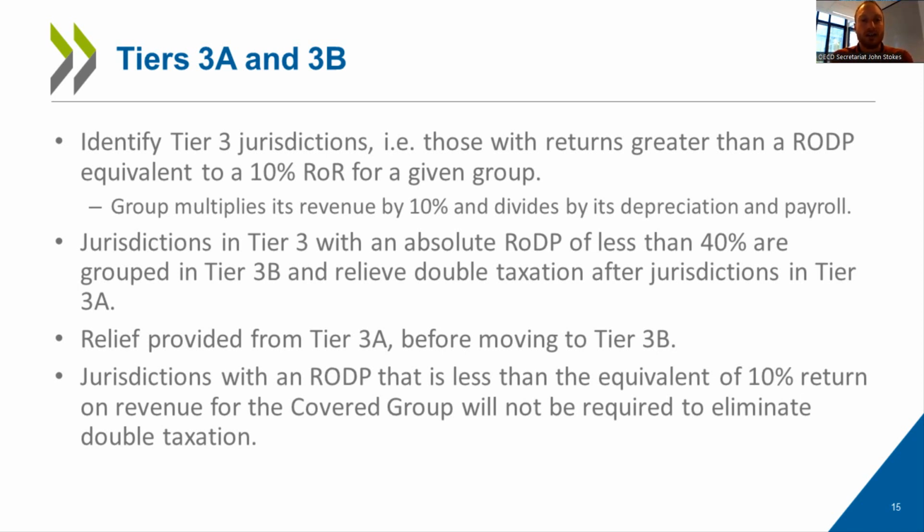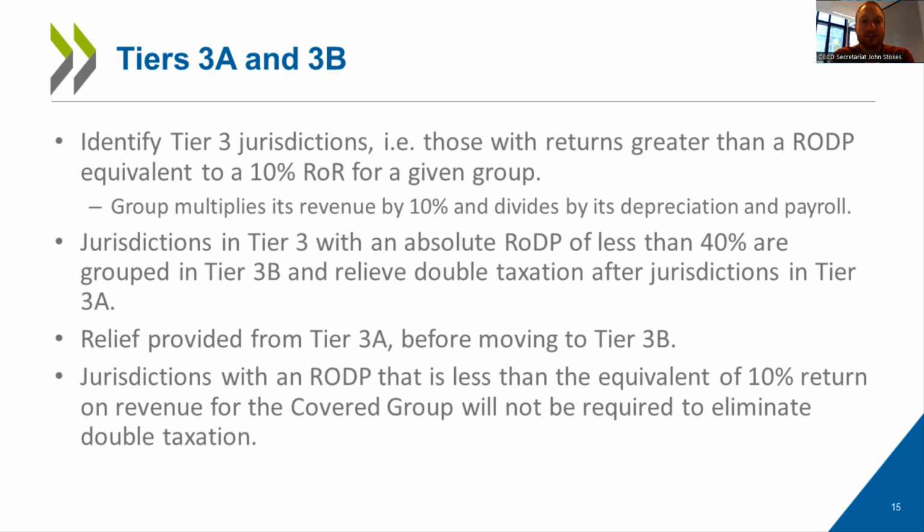Okay, and next we move to tiers 3A and 3B. And you'll recall that we have different thresholds here from the previous slide. So tier 3 jurisdictions in the whole are those that have a return on depreciation and payroll equivalent to 10% return on revenue for a given group. So a return beyond that figure, in excess of that figure. And just a practical aside here, to find the 10% ROR equivalent is just a case of multiplying the group revenue by 10% and dividing by its depreciation and payroll.